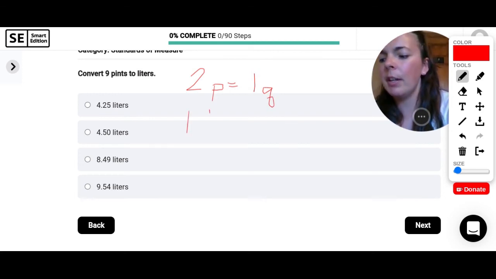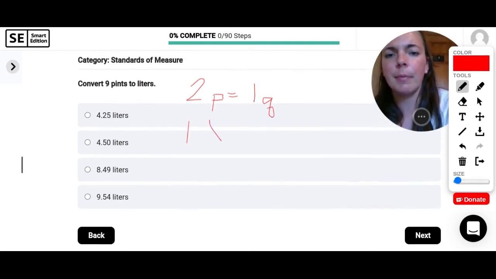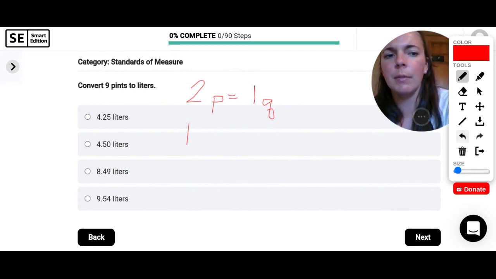And then we know that in 1 liter, there is 1.06 quarts. So if we can convert this to quarts, then we can convert it to liters.